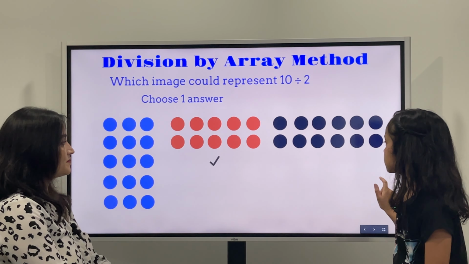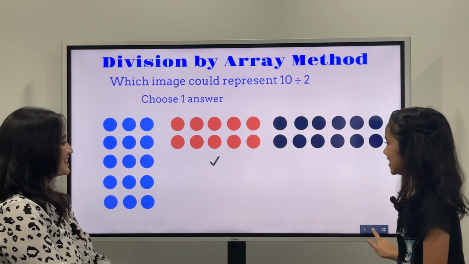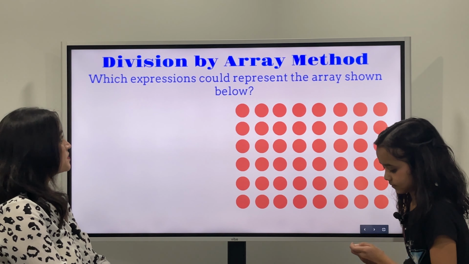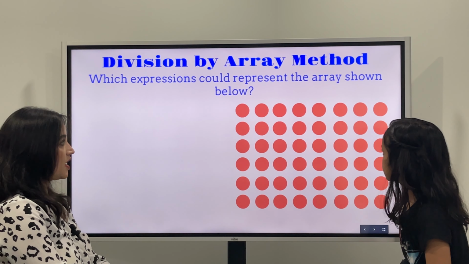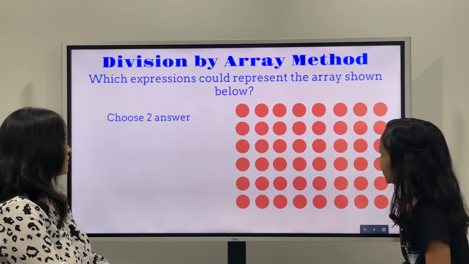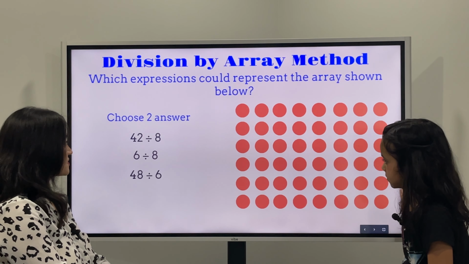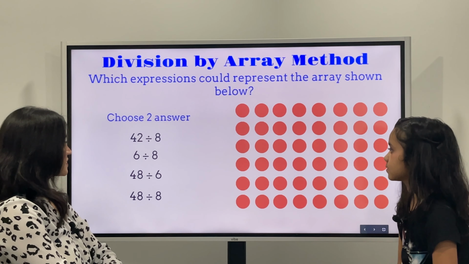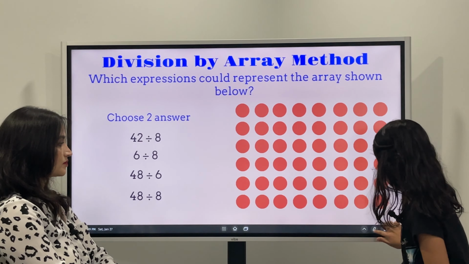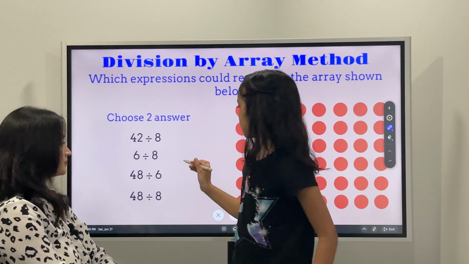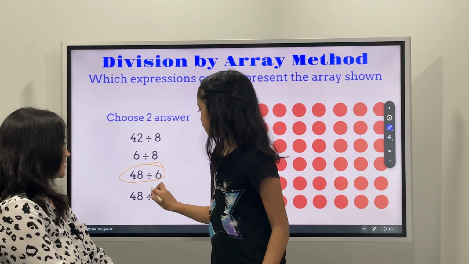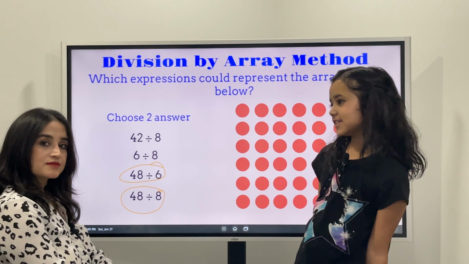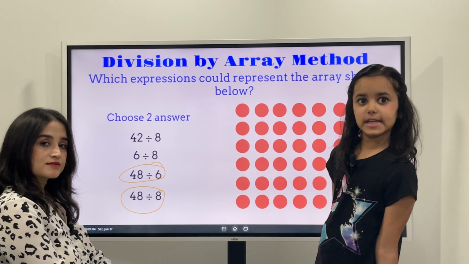Let's go to the next one. You're right. I went a little bit too fast. Continue. Which expressions could represent the array shown below? Choose 2 answers. So now we have an array here. Which one do you think is the right answer? This one and then this one. And why do you think so? I think so because I know that 6 times 8 equals 48.